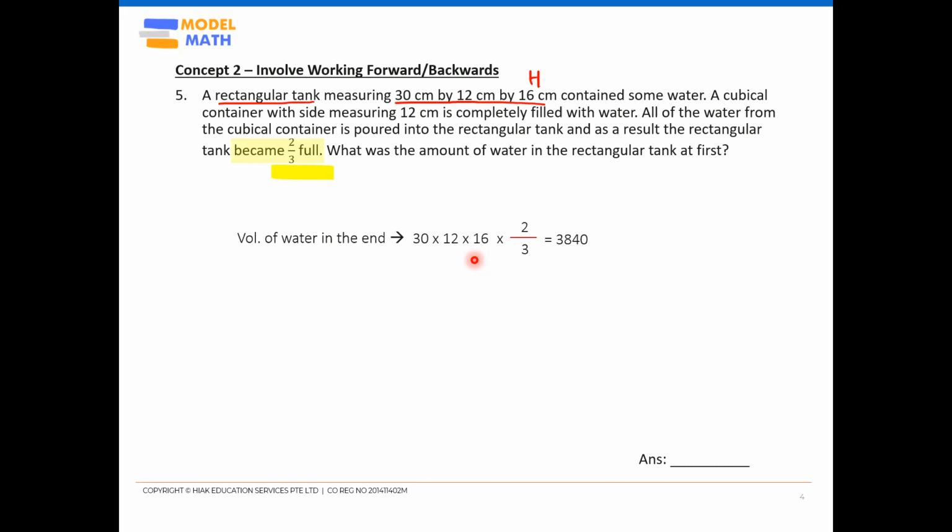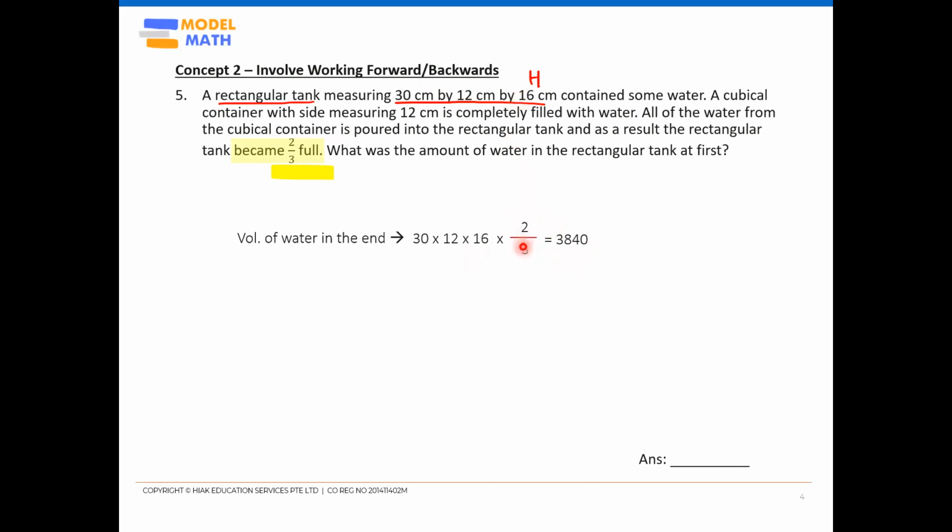So take note when you do such questions, whenever there are contents inside the container, it could be water, it could be small solids, whatsoever, you should be interested in the volume of these contents rather than the volume of the whole container. The capacity of the container is the last thing you worry about, it is probably not important. So you notice that I did not start off my first step with taking 30 times 12 times 16. Why? Because that is the capacity of the tank and that is not important. I do not need that actually. So focus more on the volume of the things that are inside the containers.